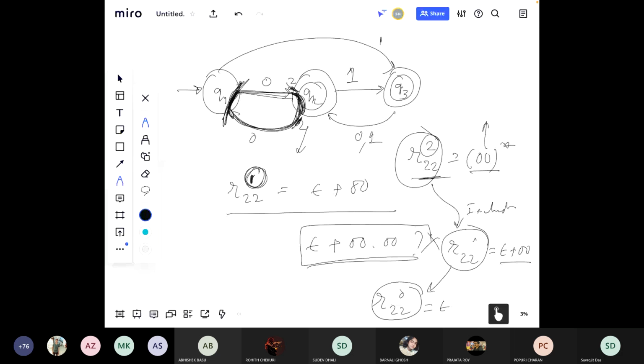See, if you break up this, you have epsilon, 0, 0, 0, 0, 0, 0, everything. So epsilon plus 0, 0 is included in R2 to 2. That means R2 to 1 is included. See, this epsilon is included in R2 to 2. That means epsilon is included here. So it's an inclusive design, and that's the main thing that you achieve via the recursive way of generating strings. It gives you the guarantee that you generate only if it exists.